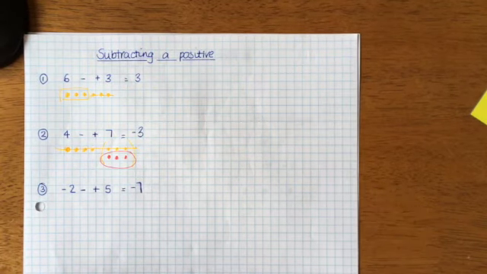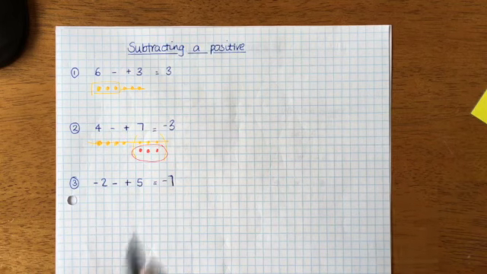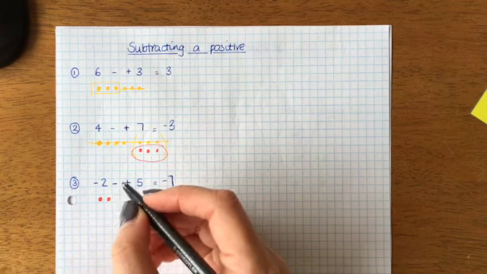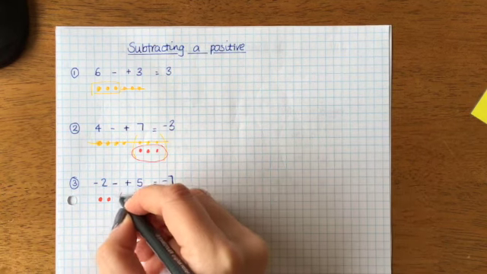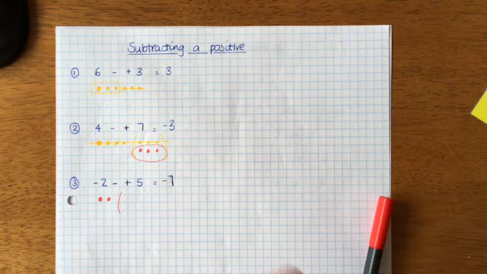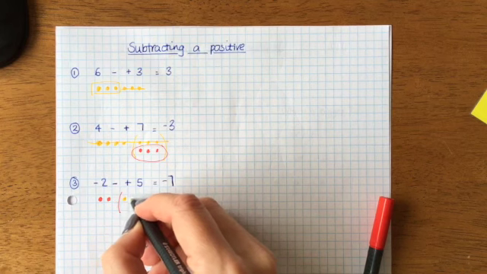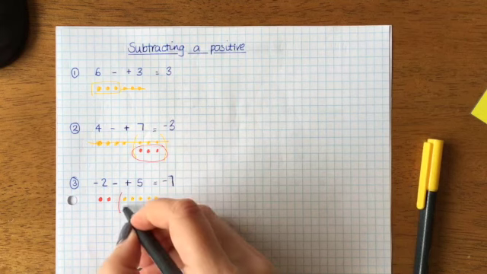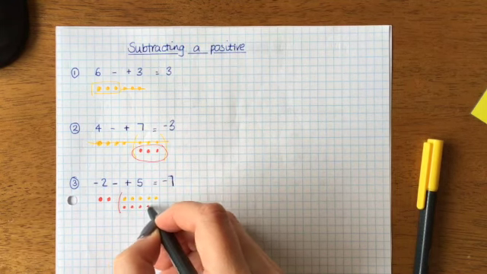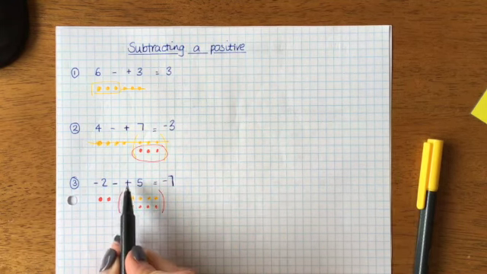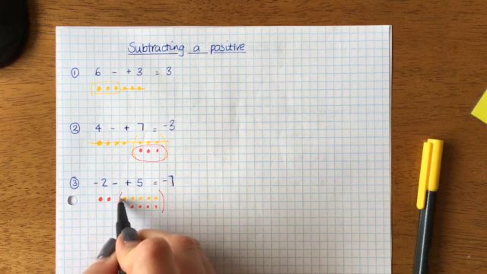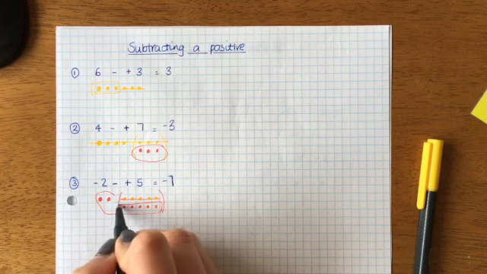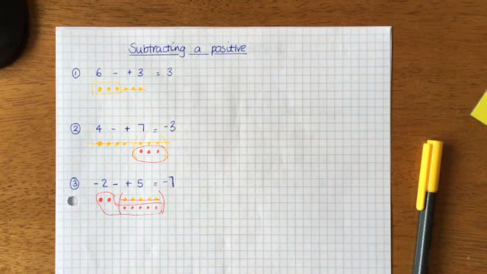Okay, so let's put this in a little diagram. So we're starting off this time with 2 negatives. Okay, and I need to take away 5 positives, which I can't do. So I'm going to add in some zeros, and I'm adding in 5 zeros, aren't I? 1, 2, 3, 4, 5. Okay? And then I'm taking away 5 positives, so I take those away. So I'm left with these here, which is my -7.